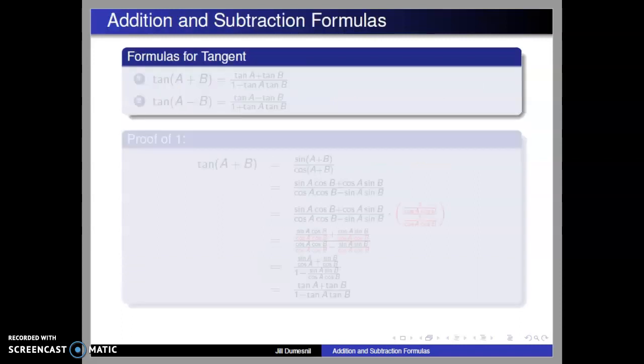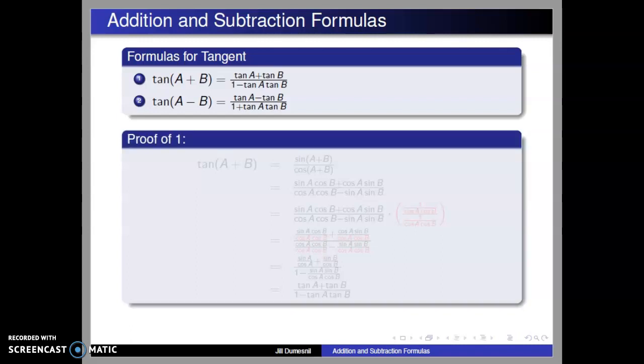Now let's consider the addition and subtraction formulas for tangent. The tangent of a sum is the sum of the tangents divided by 1 minus the product of the two tangents. Similarly, the tangent of a difference is the difference of the tangents divided by 1 plus the product of the tangents. Let's work through the proof for the first of these identities.